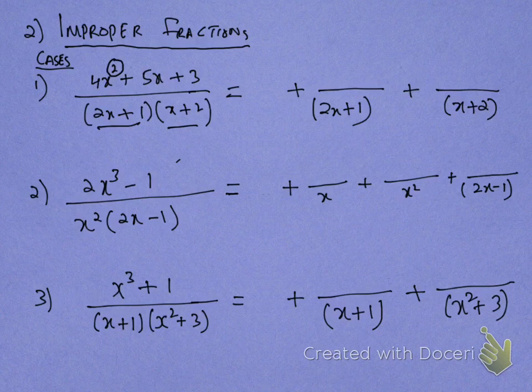Since we have 2 linear factors, the fraction can be split into 2 fractions. But the fraction must start with a constant, because this fraction is an improper fraction. Now see, this factor is linear, so write a constant in its numerator. This is also a linear factor, therefore write a constant in its numerator.